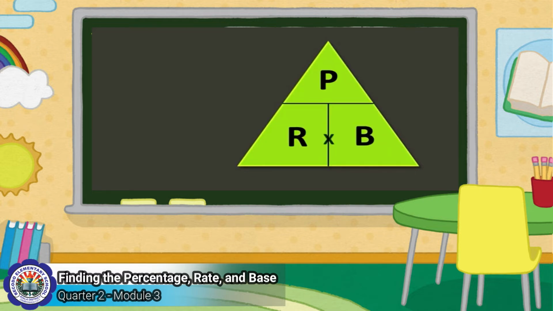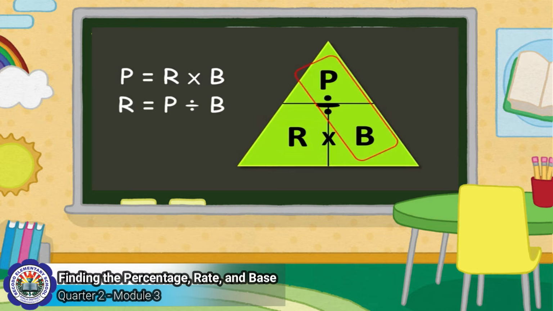To get the percentage, we need to multiply the rate and the base. That gives us the formula P equals R times B. Now to get the rate, we need to divide the percentage by the base. And the formula is R equals P divided by B. And lastly, to get the base, let us divide percentage by the rate. So our formula is B equals P divided by R.